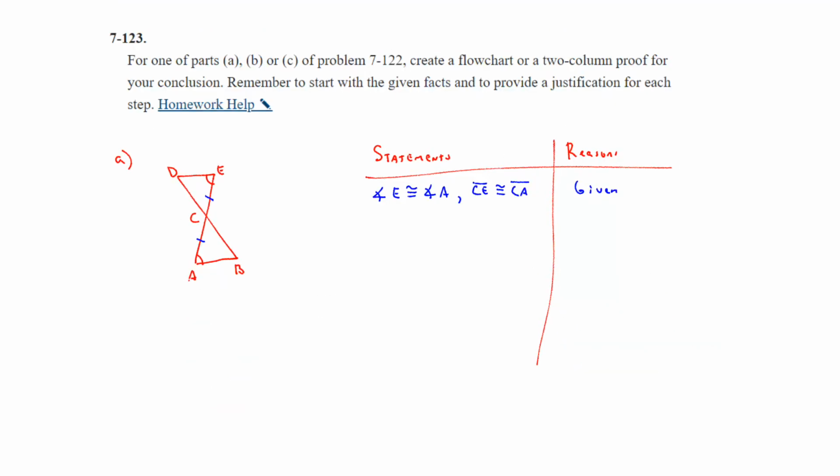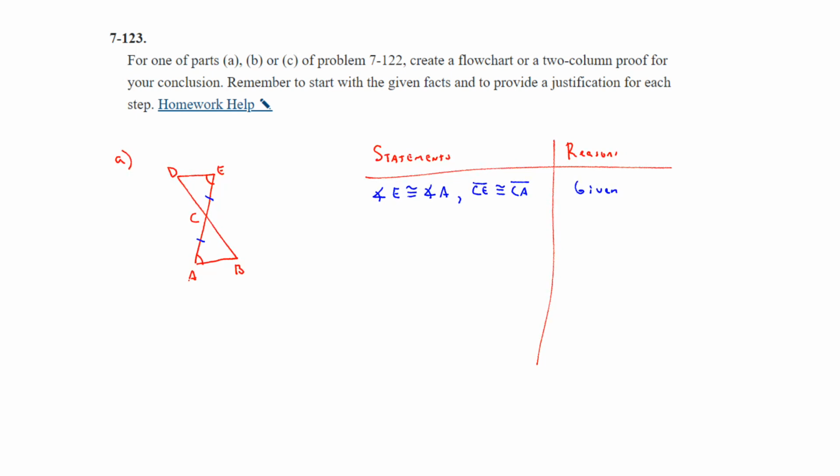Question 123. For one of the parts A, B, or C for problem 122, create a flowchart or a two-column proof for your conclusion. Remember to start with the given facts and to provide a justification for each step. So I went ahead and did a two-column proof on this. We've been doing a lot of flowcharts, so I went ahead and set it up again.